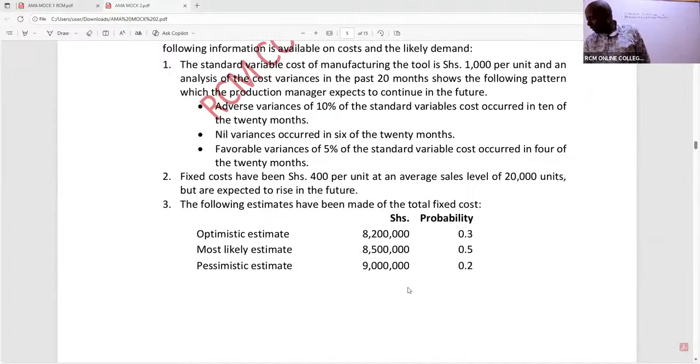So we are getting 8,510,000. Thank you so much. 8,510,000 is what we expect in the future.